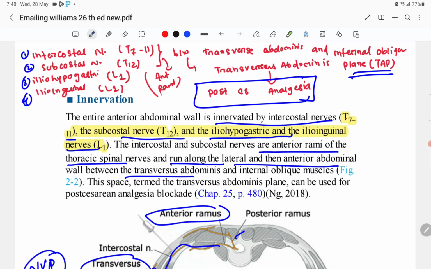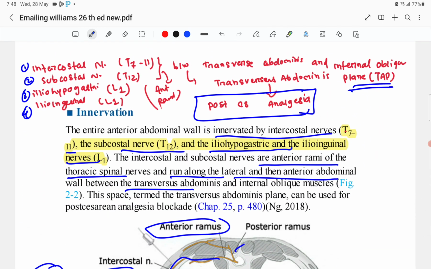Okay. Then the nerve supply of the anterior abdominal wall. The anterior abdominal wall is innervated by the intercostal nerves, that is T7 to T11, and four nerves: the intercostal nerves, subcostal nerves, iliohypogastric and ilioinguinal nerves. The first two are the neurovascular bundle of the anterior abdominal muscle plane, that is the transversus abdominis plane block, when you are giving the anesthesia between the transversus abdominis muscle and the internal oblique muscle. Basically in this plane you will get the intercostal nerve and the subcostal nerve. So post cesarean analgesia blockade can be given.